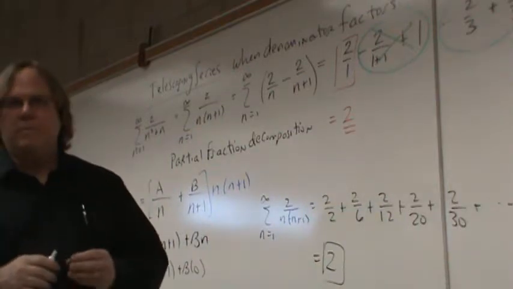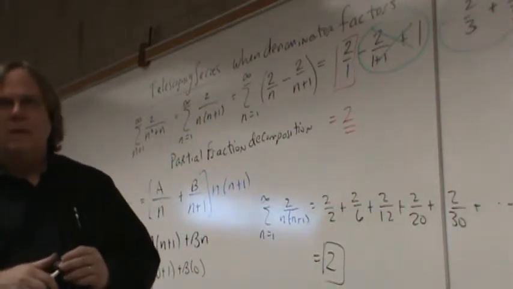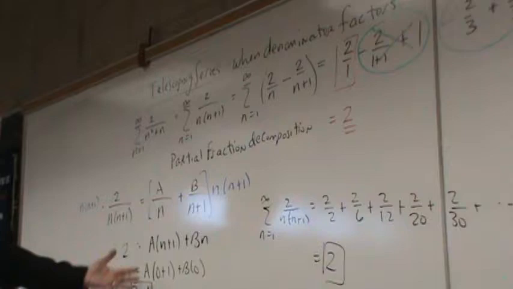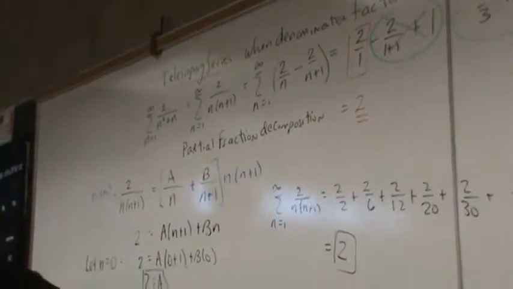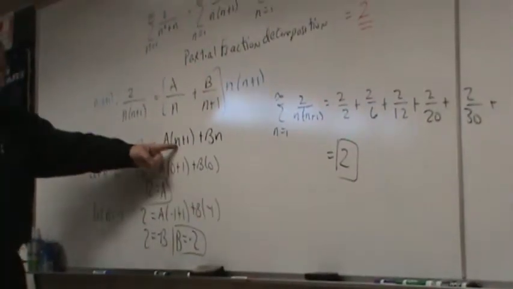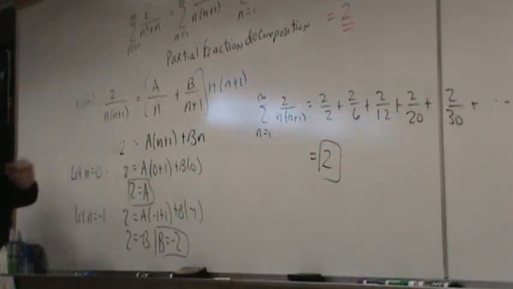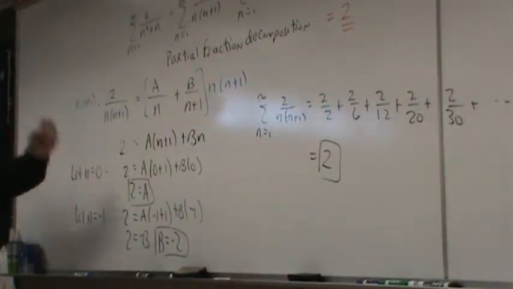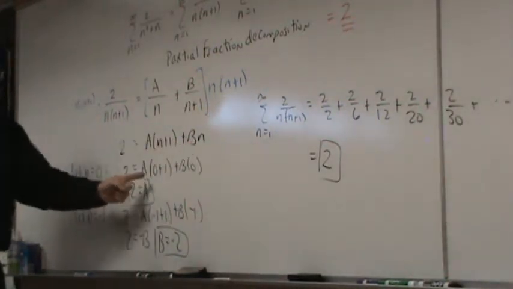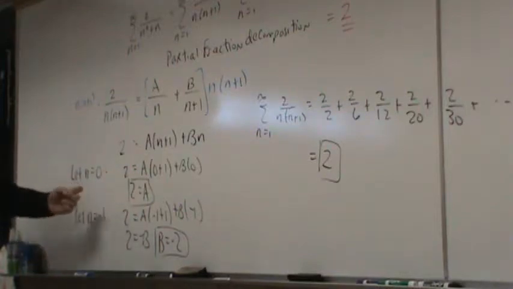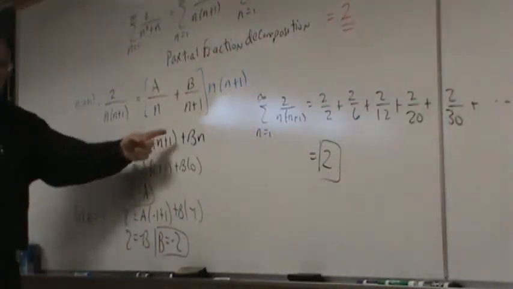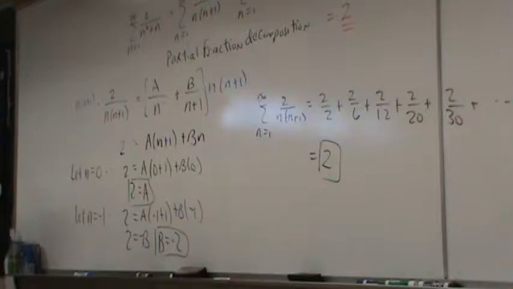Yes? When you did the partial fraction decomposition, why did that n be -1? Okay, I let it be -1 because I knew if I put a -1 in here, the a goes away. I want to choose an n such that the b goes away so I can get my value for a, and then choose an n so that the a goes away so I can get my value for b.